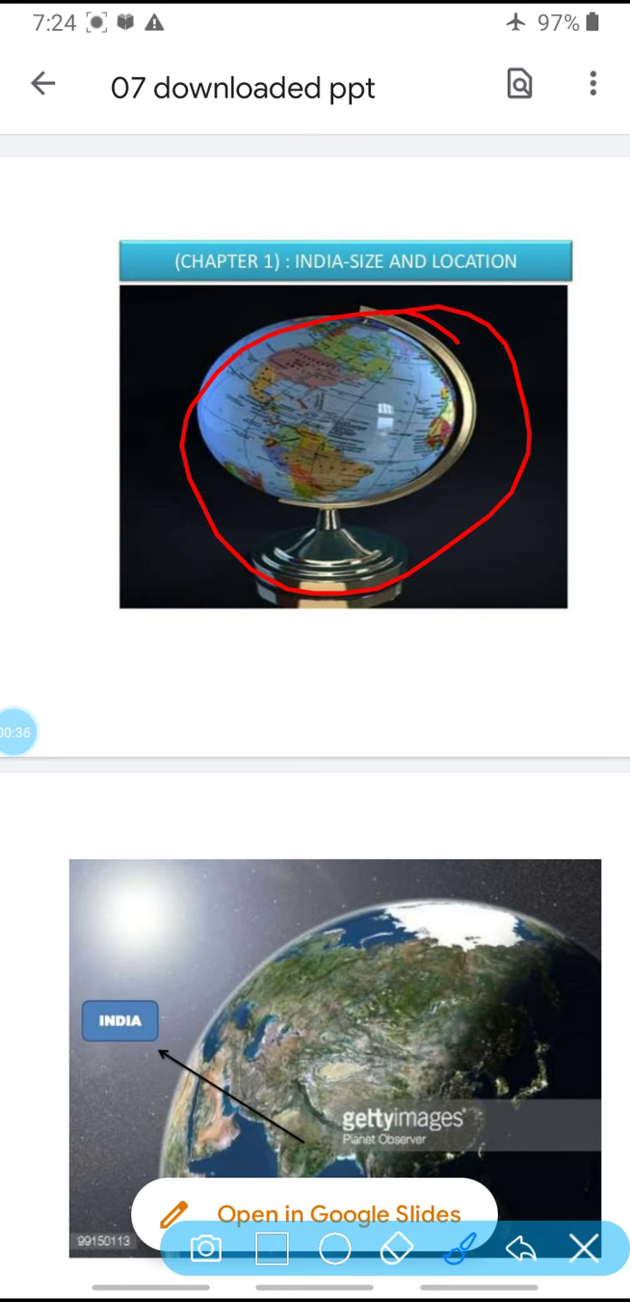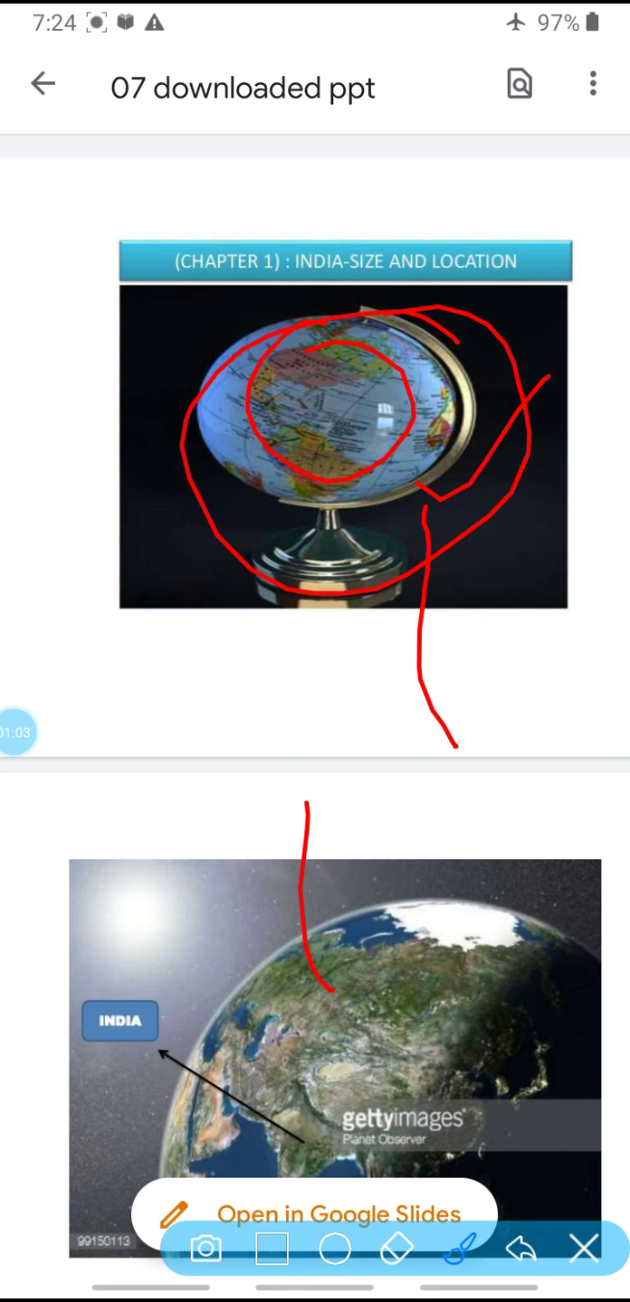The map which we are watching, or which we have seen, is not the true shape of the earth. A map just represents the complete area of the earth in front of us. On a globe, only this area is in front of us, and the remaining area is behind it. So the globe is the true shape of the earth. We make maps just to check everything in front of us. Our earth is like this.